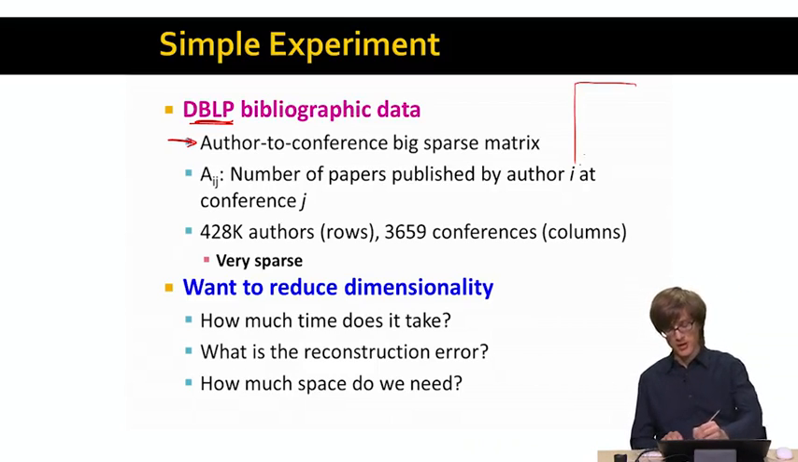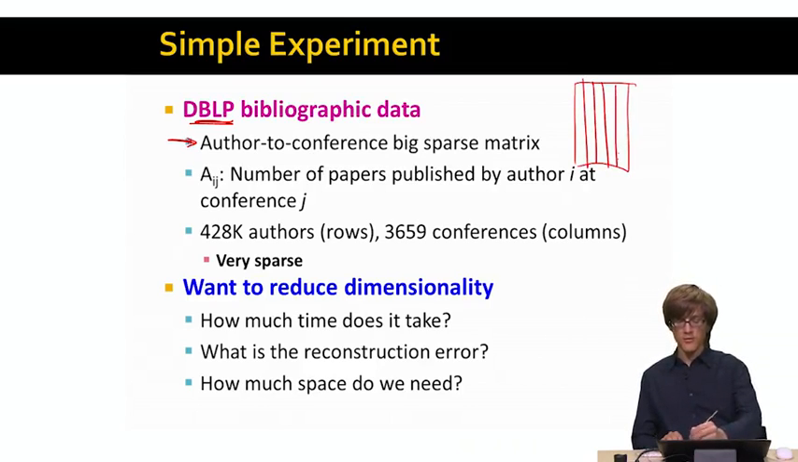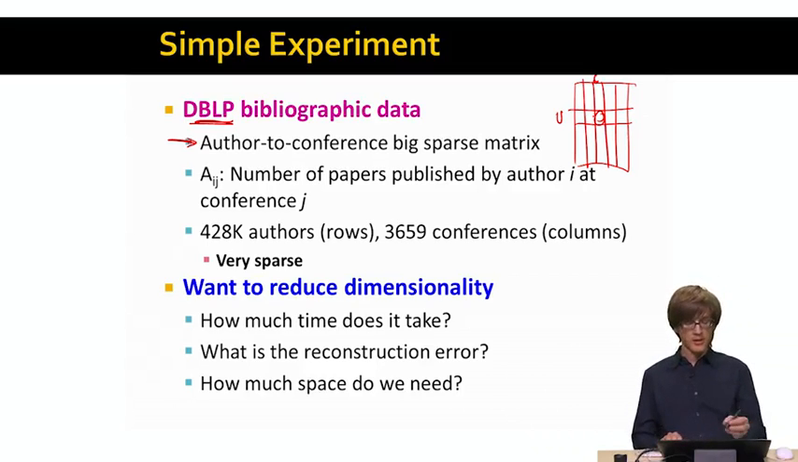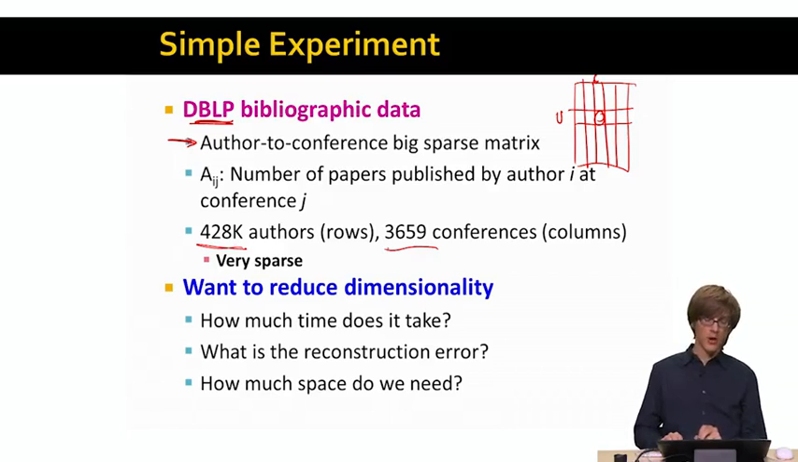We can think of it as a big, thin matrix where columns are different conferences and every row is a different user, right? So this is a different scientist and every column is a different conference. And then the entry simply tells me how many papers a given author or scientist published at a given conference. In terms of this matrix, we have around 400,000 authors, 400,000 computer scientists, and around 3,500 different columns. Okay?